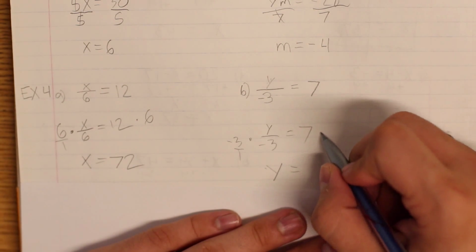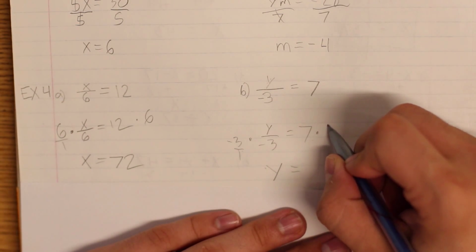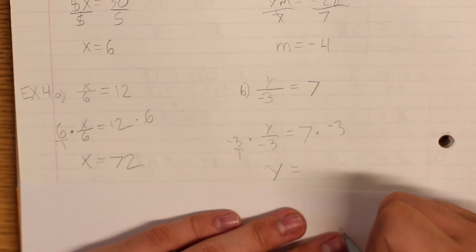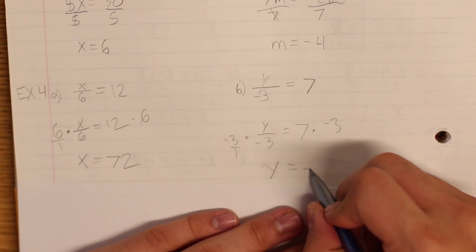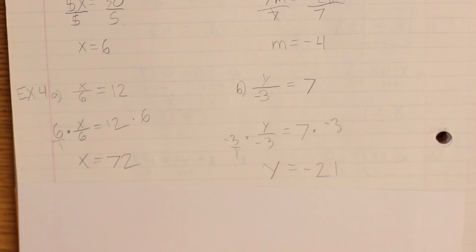Does it equal 7? No, because you have to do the same thing. Whatever you do here, you do over there. So you multiply by negative 3, you multiply by negative 3. 7 times negative 3. Positive times a negative equals negative. It equals negative 21. And we're done.